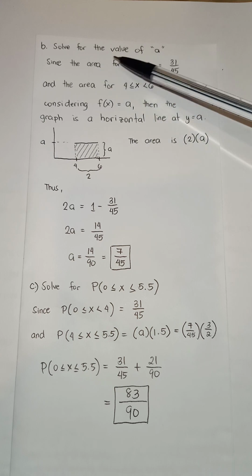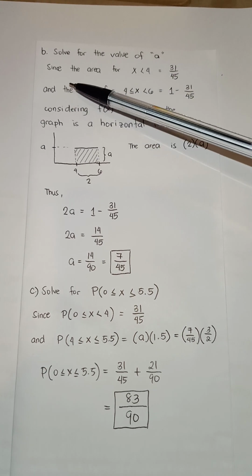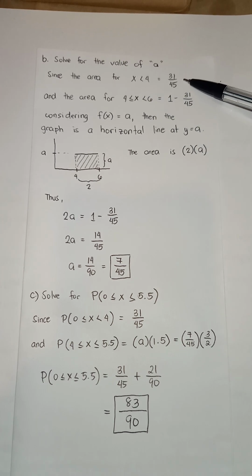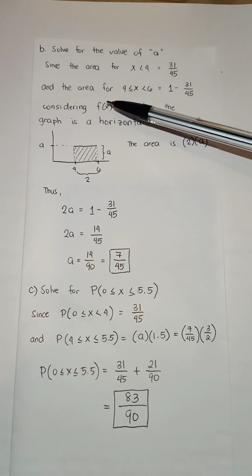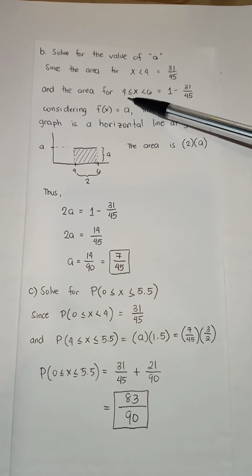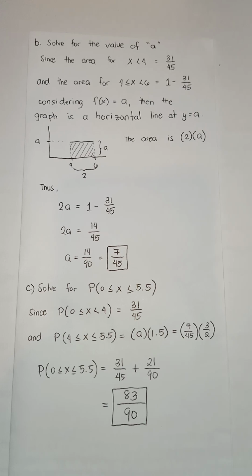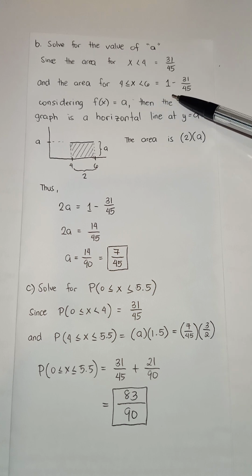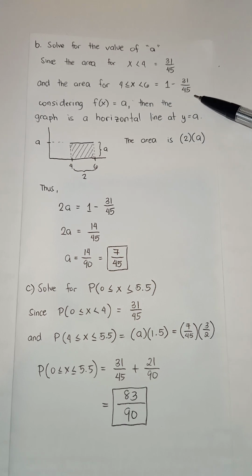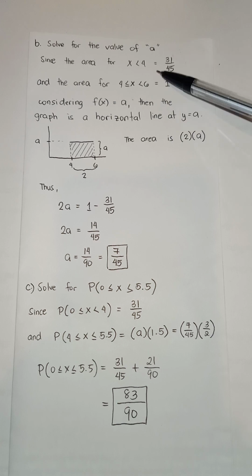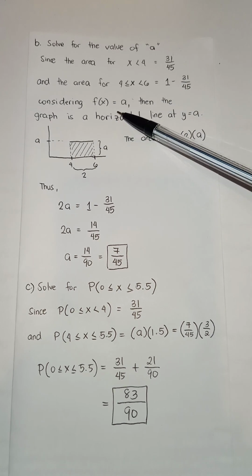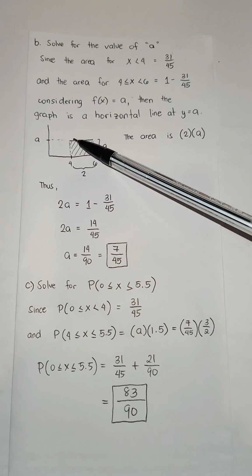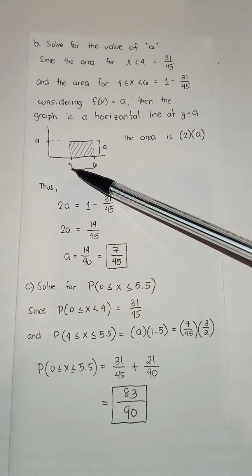So the second part here is to solve for the value of a. Okay, since the area for x less than 4 is 31 over 45 from the first part, the area for x greater than or equal to 4 but less than 6 is equal to 1 minus 31 over 45. So that's like the complement of this one. So considering that f of x is equal to a, then the graph is a horizontal line at y equal to a. So just like this one. So this is the graph, from 4 to 6.